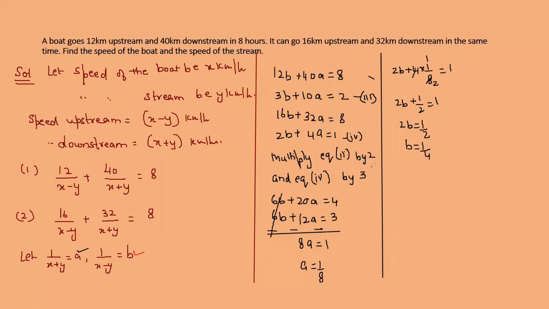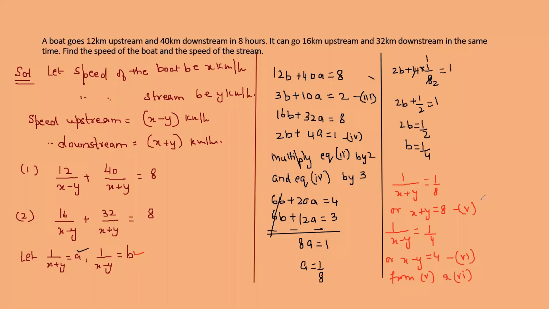So here we substitute 1 by x plus y is equal to a. A is 1 by 8. So x plus y equals 8. This is our fifth equation. 1 by x minus y equals b. b is 1 by 4. So x minus y equals 4. This is the sixth equation.